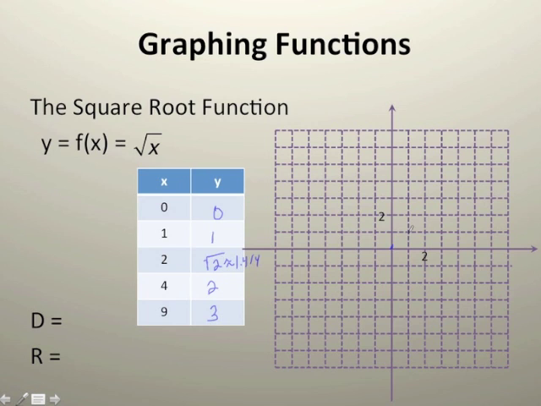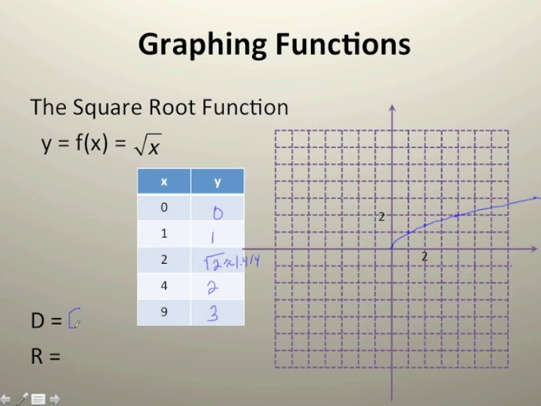0, 0, 1, 1, 2, 1.414, 4, 2, and 9, 3 would be approximately here. Now you might notice this is only part. Remember, we defined the domain as the ones that will give us real numbers. If I went to a negative x, that would not be a real number, so it's not in the domain of the square root function.